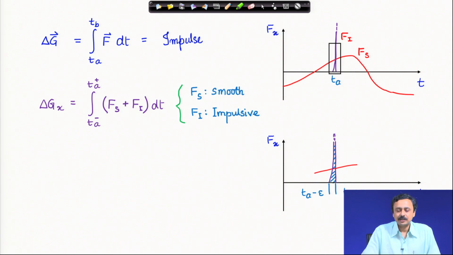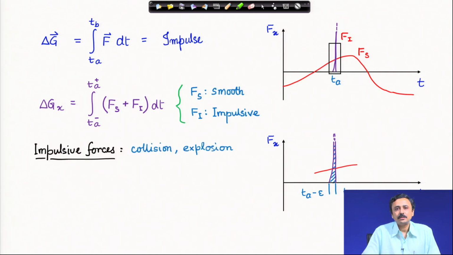Now, what are the situations where such kinds of forces, impulsive forces, occur? Two common examples are collision and explosion. In a collision, for example, a cricket ball is hit by a bat. The contact between the ball and the bat is very, very small, or a hockey puck with the hockey stick. The time of contact is very short, but that can change the momentum of the ball or the puck. Similarly, in an explosion, you have very short-lived forces which are very high. The force magnitude is extremely high, but acting for a very short time. Such forces are called impulsive forces.